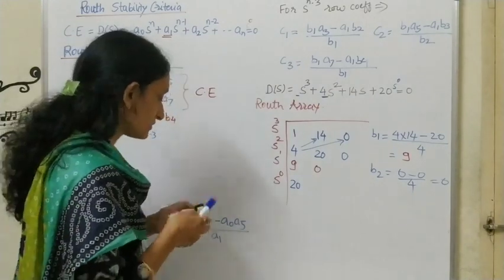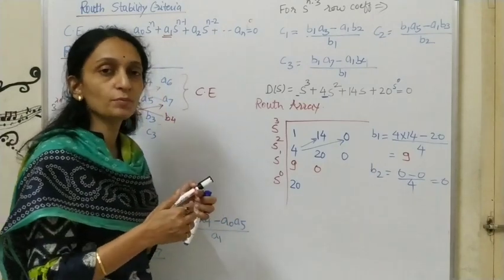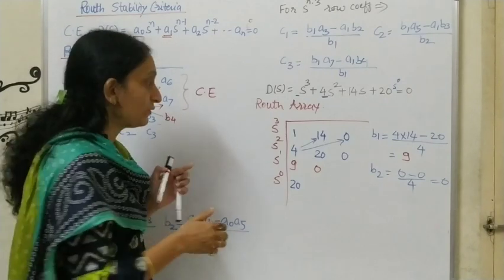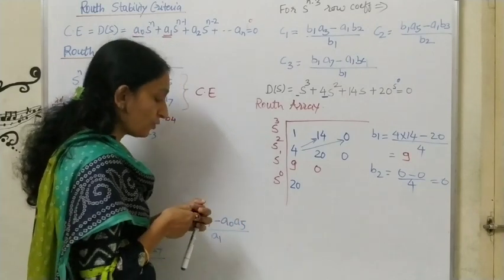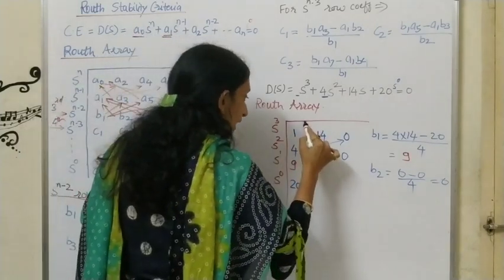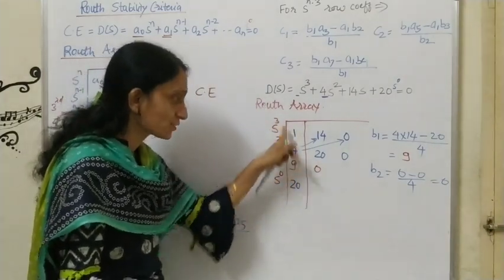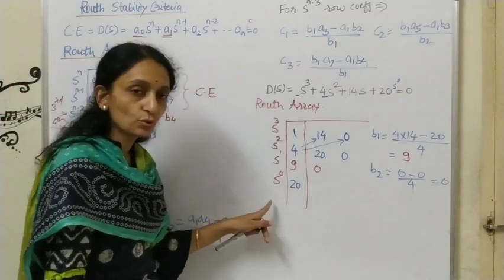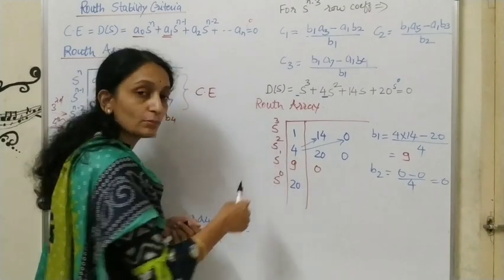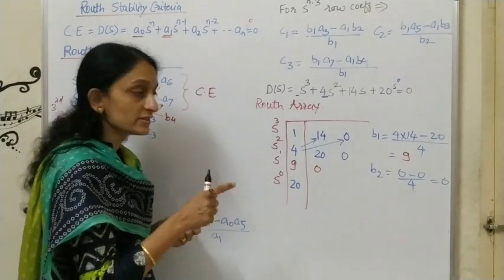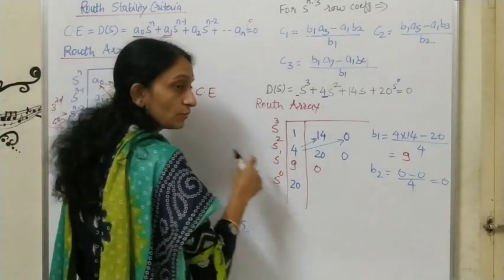Now, as we commented in the case of Hurwitz's criteria, all sub-determinants should be positive, then the system will be stable. Then what is the criterion to define stability in the case of Routh stability criteria? For that, you have to consider the first column of the Routh array. For the system to be stable, there should not be any sign changes in the first column of the Routh array. Again, I am repeating: the system will be stable if there are no sign changes in the first column of the Routh array.